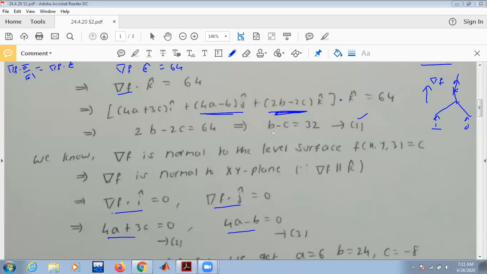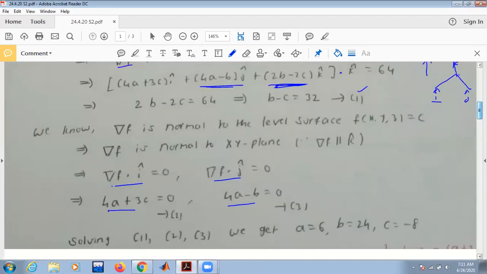See, b minus c equal to 32, 4a plus 3c equal to 0, 4a minus b equal to 0. You got three linear equations involving three unknowns. So that forms a system of linear equations: b minus c equal to 32, 4a plus 3c equal to 0, and 4a minus b equal to 0. Okay, you can use your scientific calculator and find out the values of a, b, c. For up to 3 equations you can use your calculator.